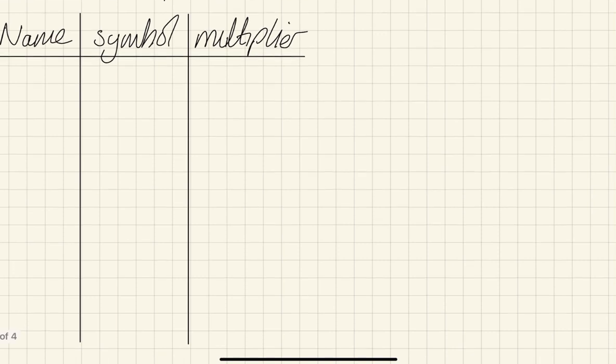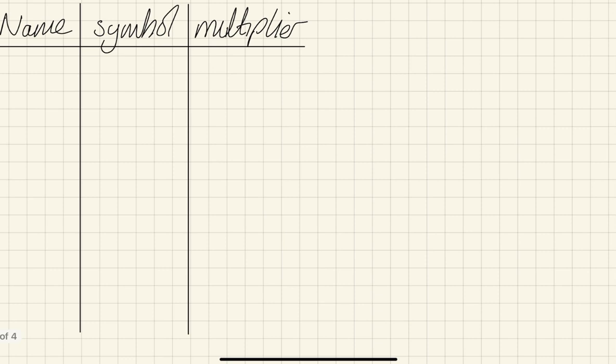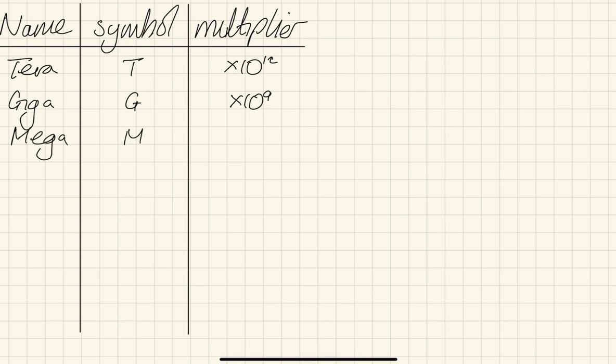Let's start off with one of the larger values you are probably going to need, and we'll start off with tera. Tera has the symbol capital T, and its multiplier is times 10 to the power of 12. Then we have giga, which has the symbol capital G and the multiplier 10 to the 9. Then we have mega. Mega is a capital M. Now, the cases are actually very, very important in this, and you will see the importance of it as we go through the different multipliers. This is 10 to the 6. Kilo is lowercase k, which is 10 to the 3.